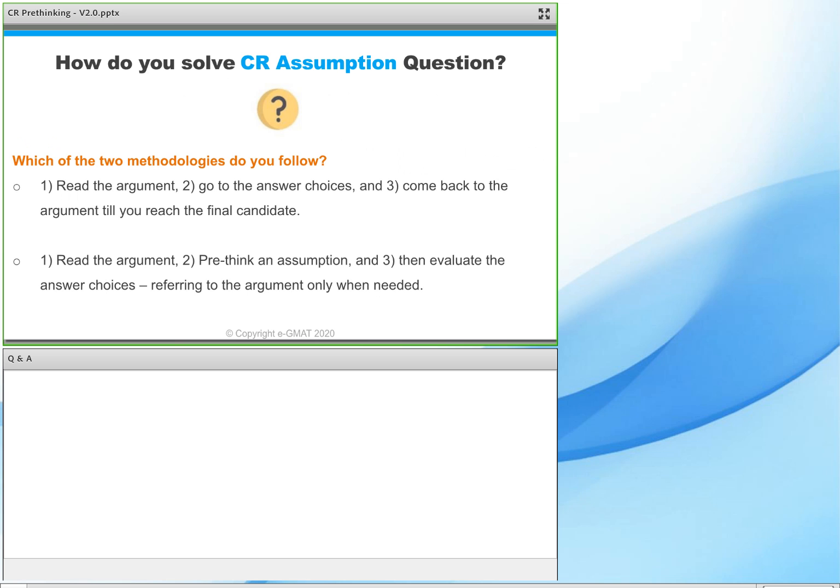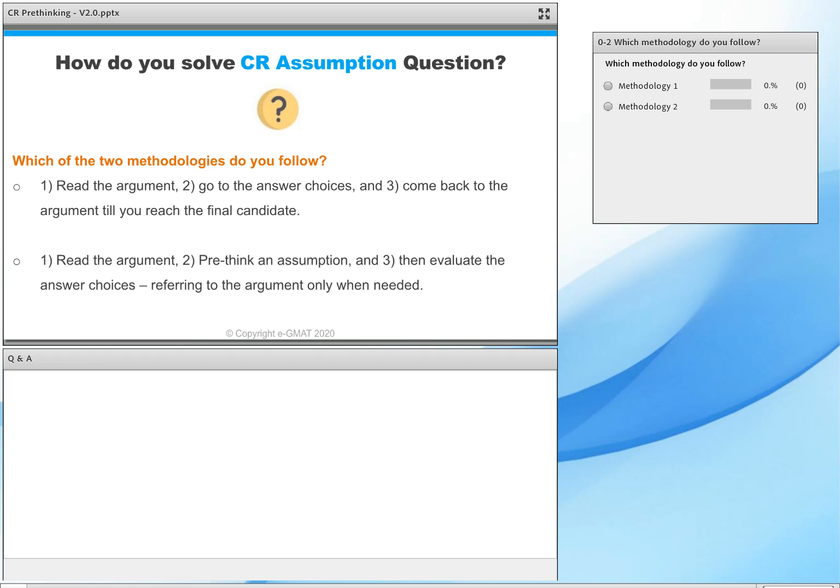Okay. With that, let's talk about how people approach assumption questions today. There are two ways in which people approach assumption questions today. One is they read the argument, they go to the answer choices and do a back and forth. The second is they read the argument, they pause, they pre-think an assumption, and then go to the answer choices. They come back to the argument only if they need to refer to something, otherwise not. So which methodology do you use? If I can get a response.